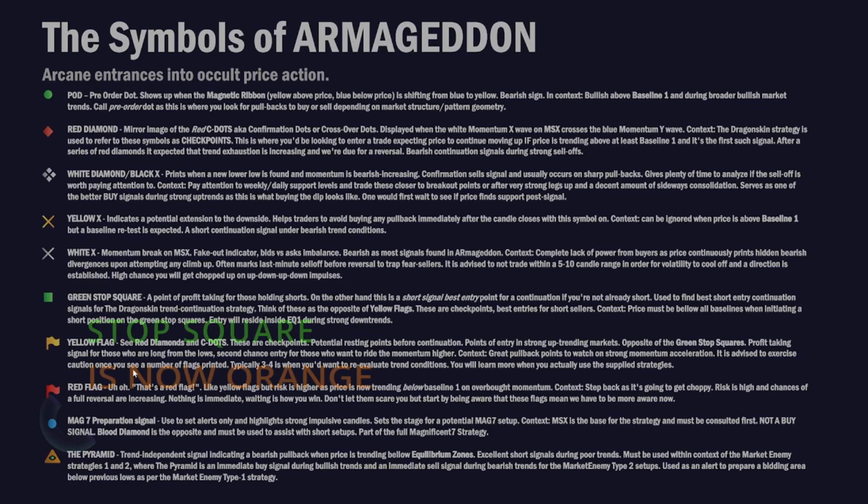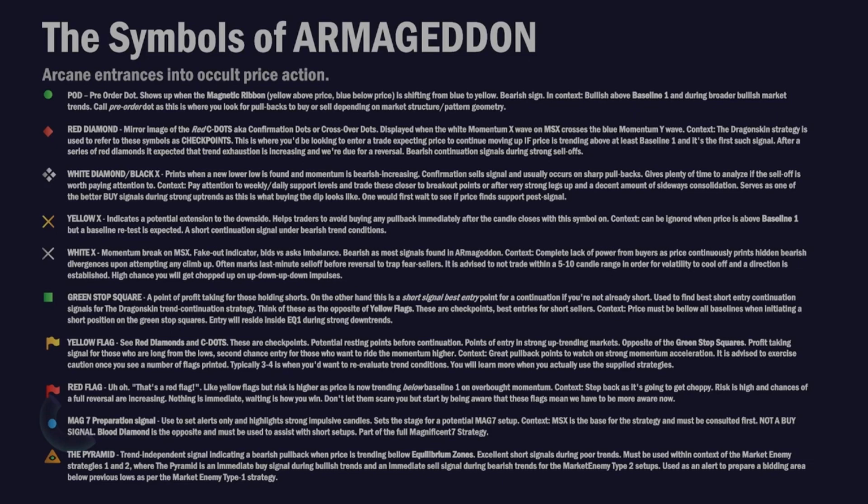So the green stop square, a point of profit taking for those holding shorts. On the other hand, this is a short signal, best entry point for a continuation if you're not already short. If you're performing, say, a reverse dragon skin, then these are your yellow flags. The green stop square is going to be your entrance into a short position.